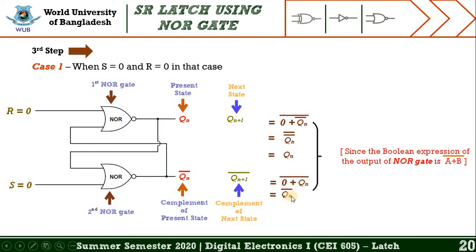Well, if you look at the lower NOR gate, then you may find there are also two inputs. One is S and another one is present state, which is symbolized by Qn. And the value of S is equal to 0. So if you look at the complement of the next state, then you may find there is an equation which is Qn plus 1 bar is equal to (0 or Qn) the whole bar, and we get Qn bar.